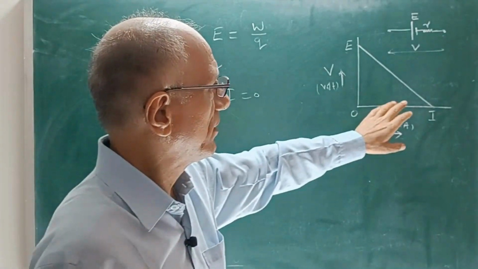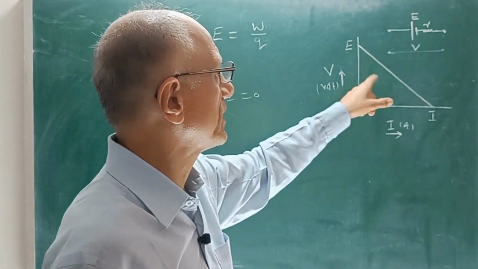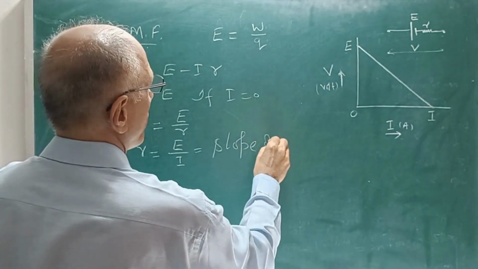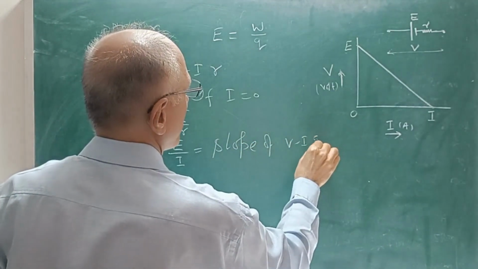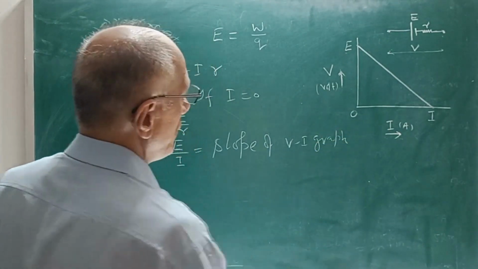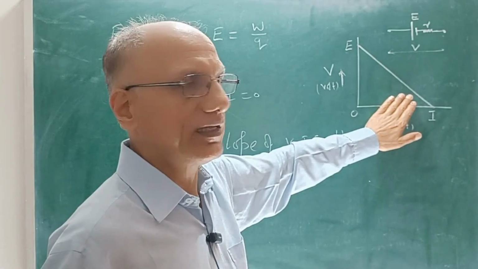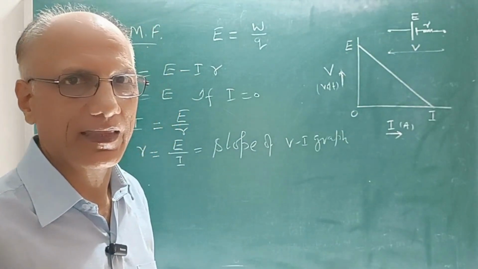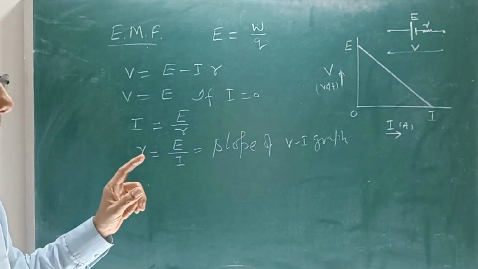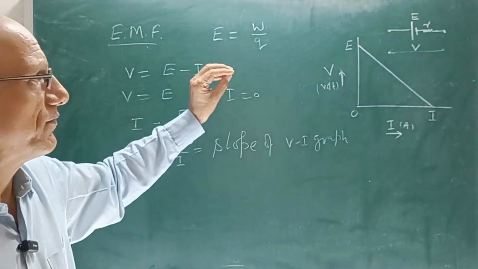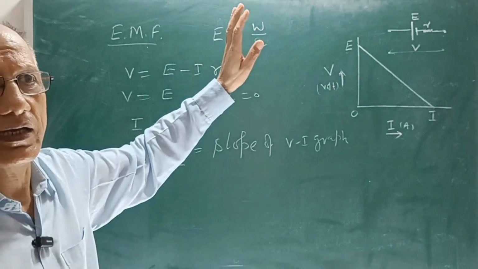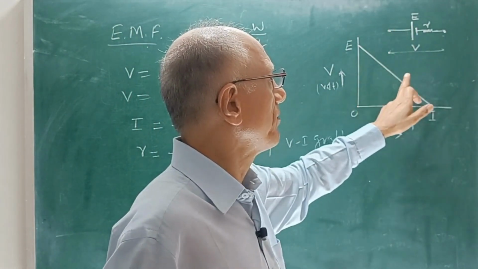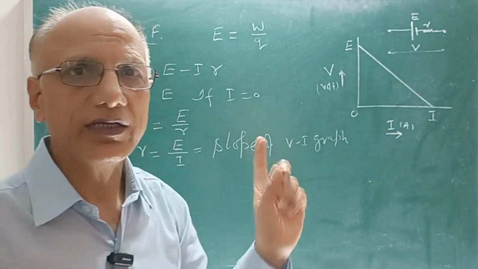So from this graph we can find the internal resistance of the cell, that is nothing but the slope of this VI graph. If we find out the slope of this graph, that will be the internal resistance of the concerned cell. Once again, I'll repeat it. Electromotive force is the force or the work done in transferring a charge, that means unit charge, from one terminal of the battery or cell to the other terminal through the circuit.